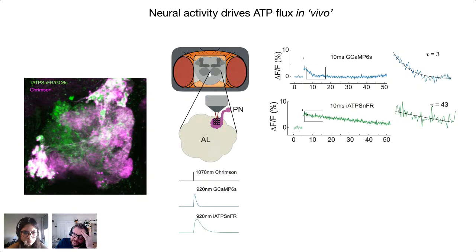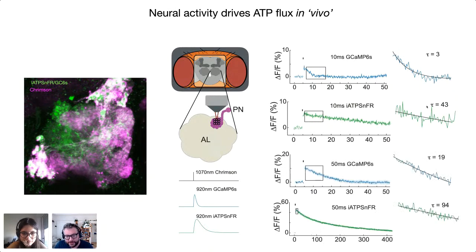But what's most interesting and most notable about this is how long it decays. I have an inlay on the right here showing that the decay for a GCaMP signal is rather rapid, whereas the decay of the ATP sniffer is quite slow. And this will come up a little bit in what we think is happening, and why we think there's a mostly low frequency correlation between the two.